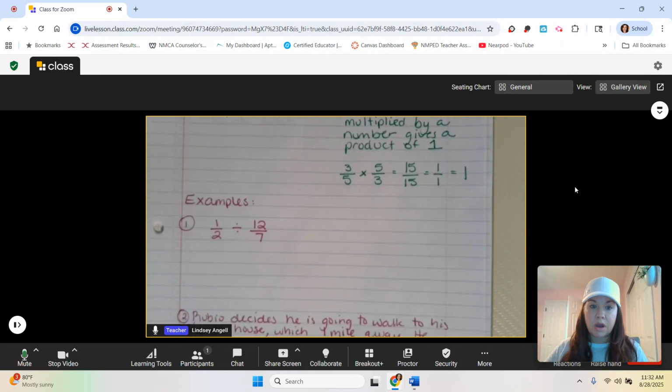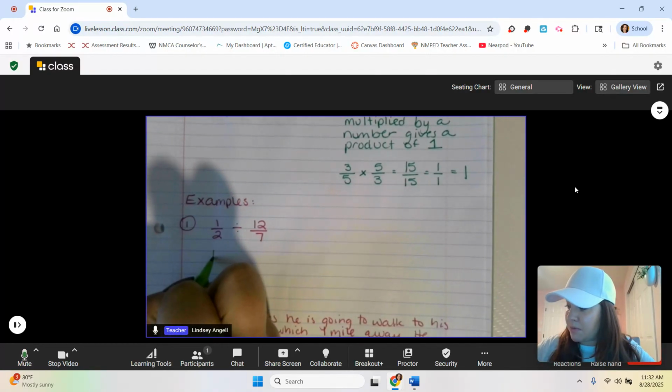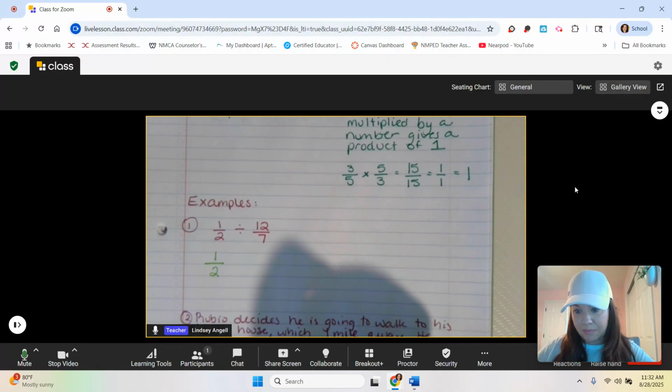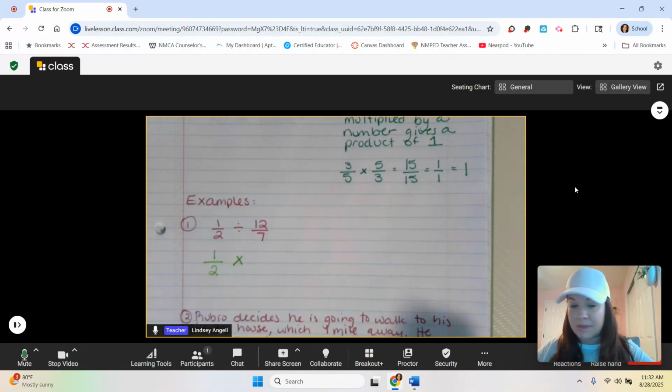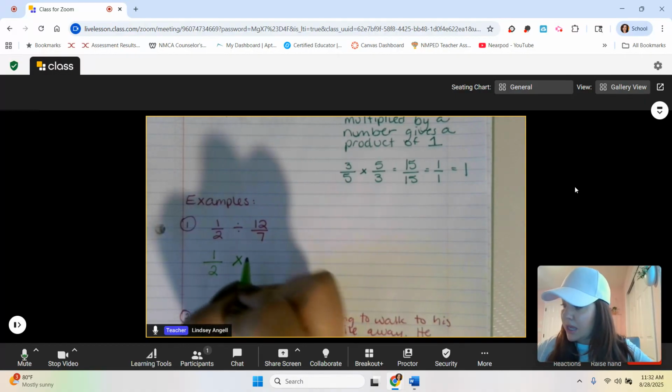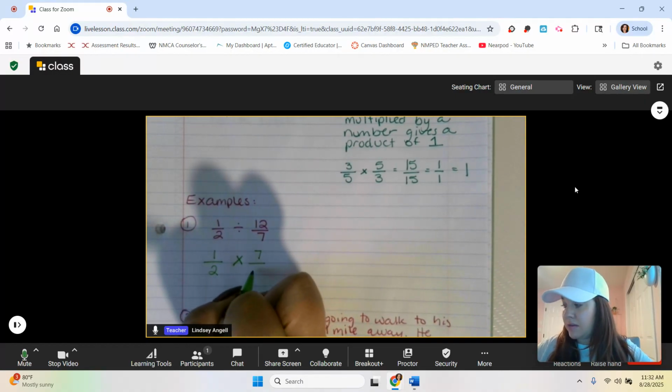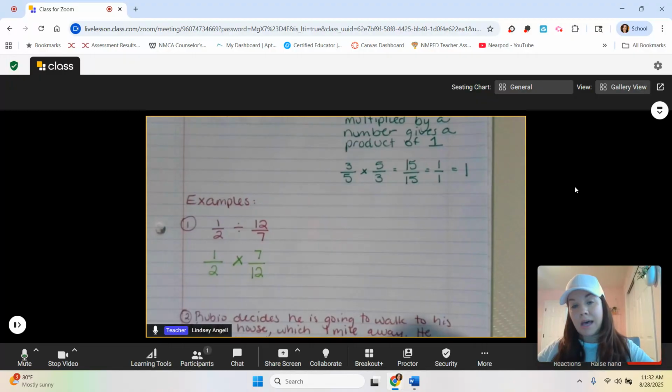Okay? So our first example here, just fractions, right? Remember, we use the same change flip. Some people say keep change flip. However you remember it, doesn't matter to me, as long as you do it before you divide. So I'm going to keep my first fraction the same. I'm going to change my symbol to multiplication, and then I am going to take the reciprocal of the second fraction. Now that I have done that, I can go ahead and multiply straight across.